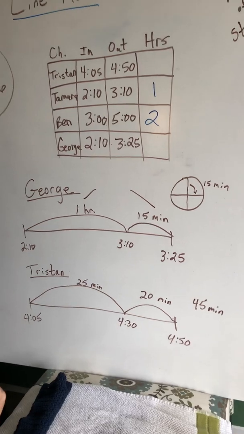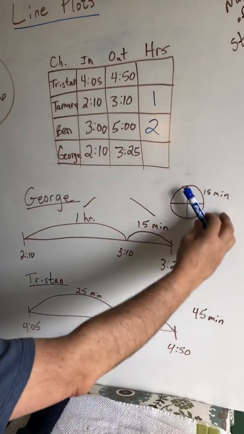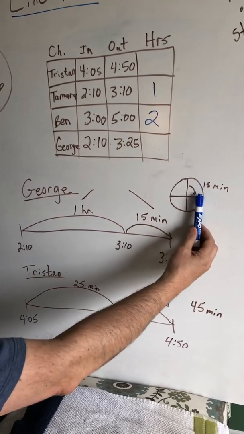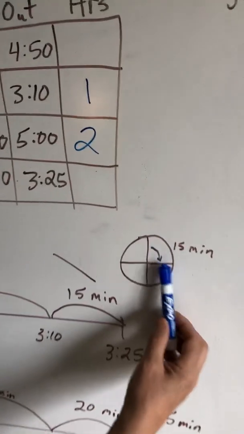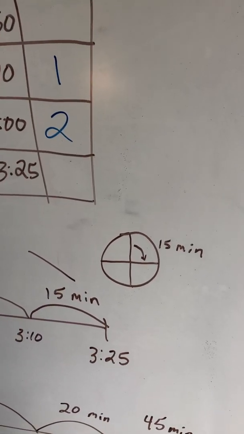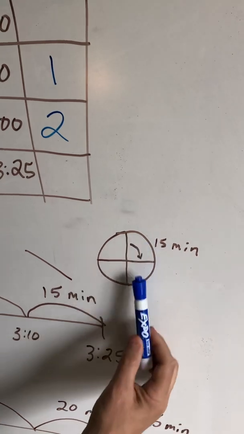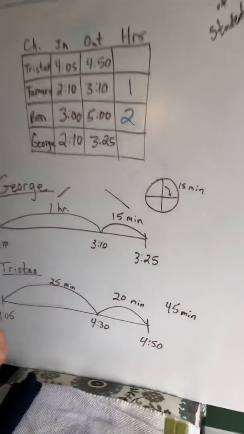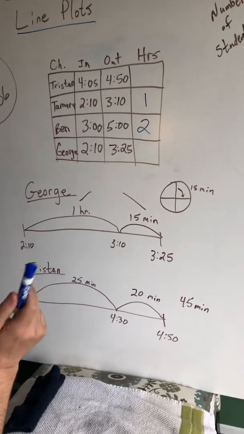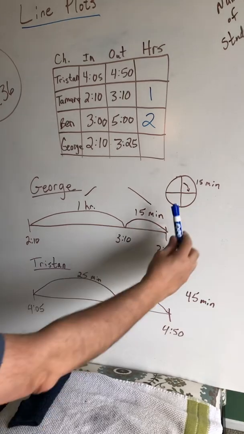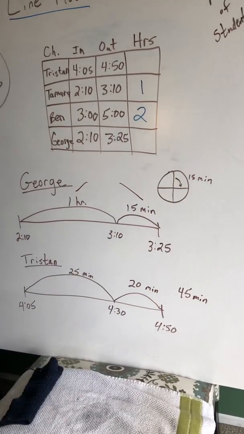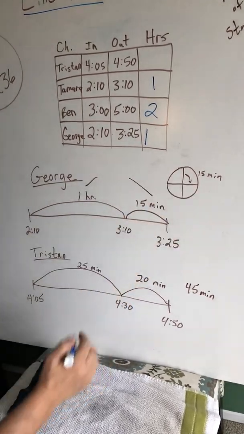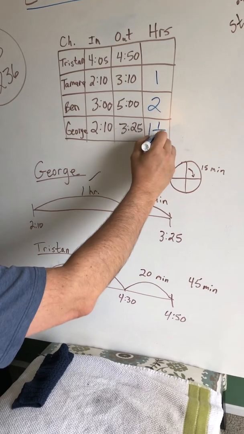1.15? No. Remember, we're talking about a clock with a face. 15 minutes, as you remember way back, is 1/4 of an hour. So we have 1/4, 2/4, 3/4, and then a full hour is 4/4. So keep that in mind as you're doing the rest of these times. George went an extra 15 minutes. So he did 1 hour and an extra 15 minutes, which is 1/4 of an hour.